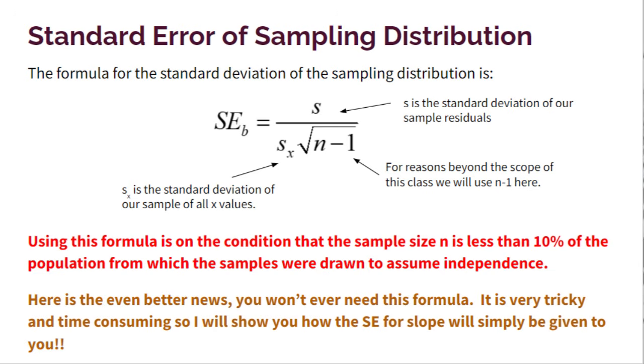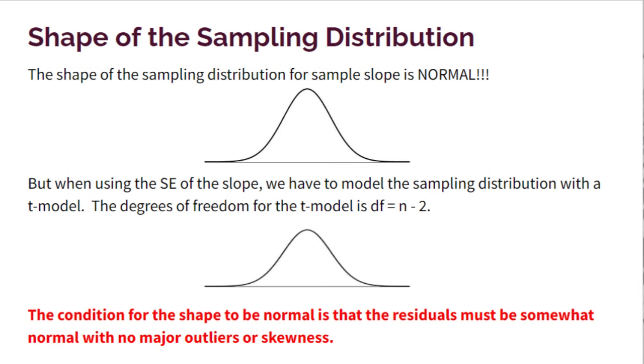Now, the final characteristic of that sampling distribution for sample slopes is, of course, the shape, and the shape is going to be normal. Now, when we actually build the sampling distribution using standard error, we're going to have to use a t-model because, well, we're using information from our sample, the standard deviation of our residuals, the standard deviation of our x's, and not what's true for the population. So that's why a t-model is going to be more accurate. Now, when we build that t-model, we are going to need n minus 2 degrees of freedom because we had two variables with bivariate data. So the degrees of freedom is your sample size minus 2.